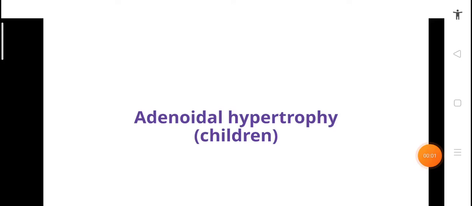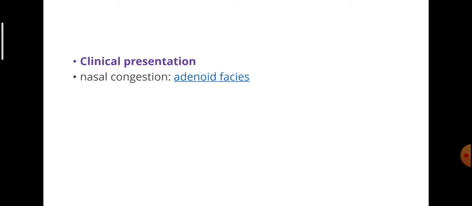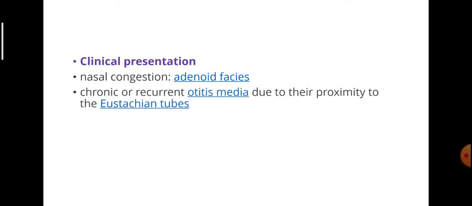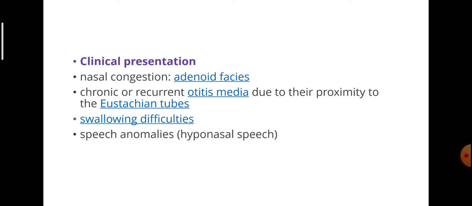Adenoid hypertrophy in children. Clinical presentation: nasal congestion with the adenoid facies, chronic or recurrent otitis media due to the proximity to the eustachian tubes, swallowing difficulties, speech anomalies, hyponasal speech, rhinorrhea, sleep disordered breathing.